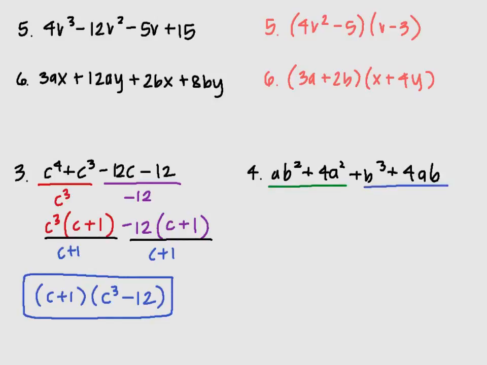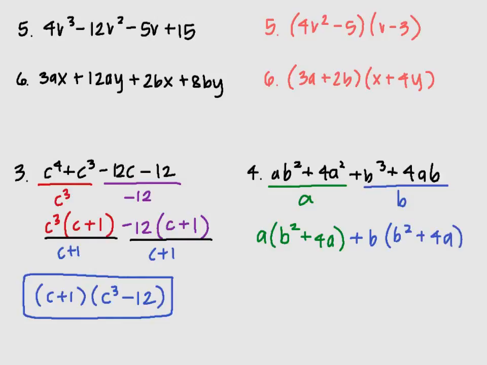In the first two terms, what they both have in common is an a, and they actually don't have anything else in common. So if I factor out an a, or divide both terms by a, I'm left with b squared plus 4a. And then in the second group that I have, both terms b cubed and 4ab, what they have in common is b. And that's actually all they have in common. So I'm going to factor out a b, and I'm left with b squared plus 4a.